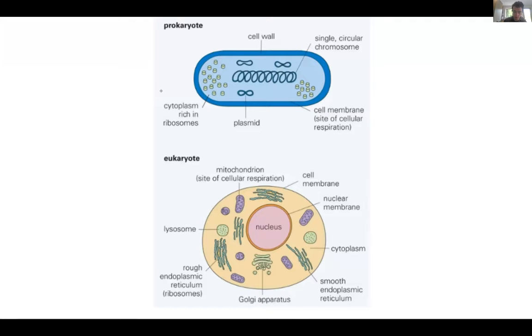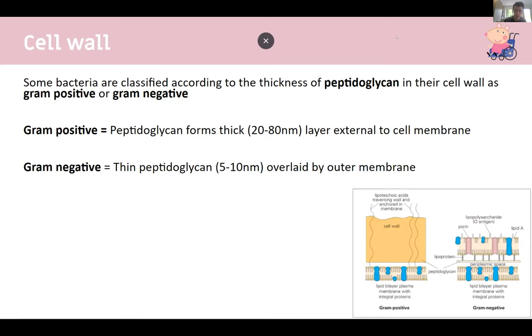Cell wall. Let's talk more about the cell wall. Some bacteria are classified according to the thickness of peptidoglycan in their cell wall. It's gram-positive or gram-negative. Gram-positive has a thick peptidoglycan layer and is external to the cell membrane. So here is our cell wall. This is all peptidoglycan.